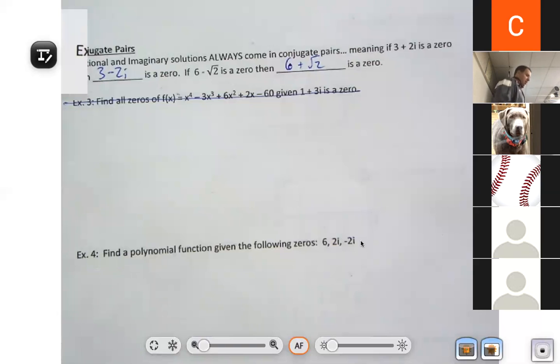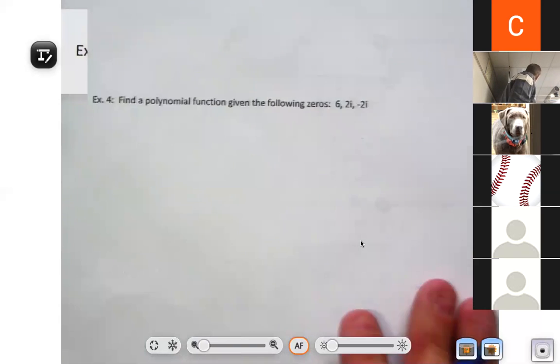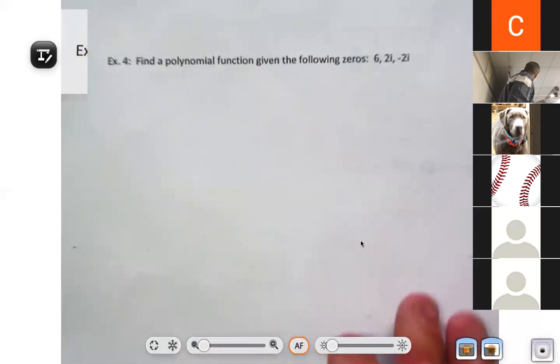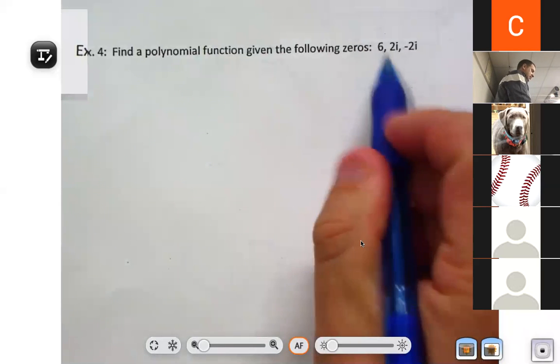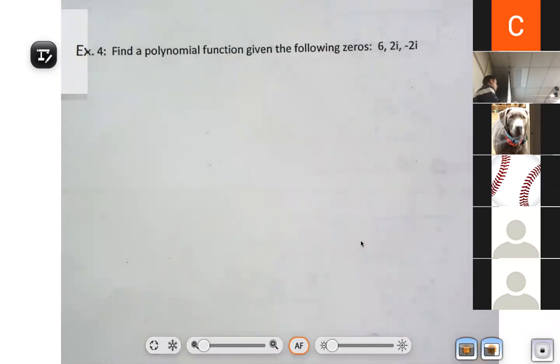Okay. But the very last problem, and then you guys at home are going to be able to hop off. Up till now, I've given you the equations and we had to find the answers. Well, now I'm giving you the answers and we have to go backwards and find the equation. So this one says, find a polynomial function given the following solutions: 6, 2i, and -2i. I want to go backwards and figure out what was the original equation that if I solved it, I would get these three answers.